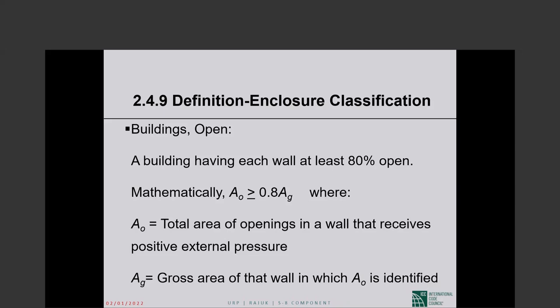Okay, so enclosure classification. I described the classification to you: open, enclosed, partially enclosed. The technical definitions are given here. I am going to skip them because in my mind they are not as important as the definitions that I gave you. The technical definitions are in terms of how much opening you have on the face of the building receiving positive pressure, and how many openings you have in the entire building envelope.